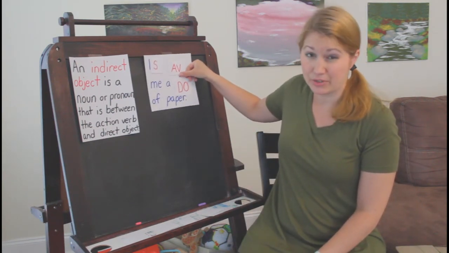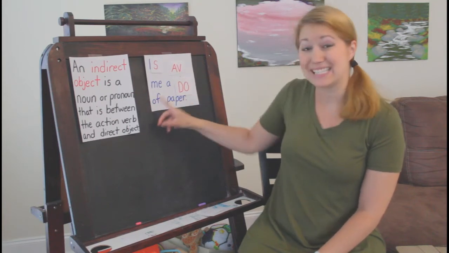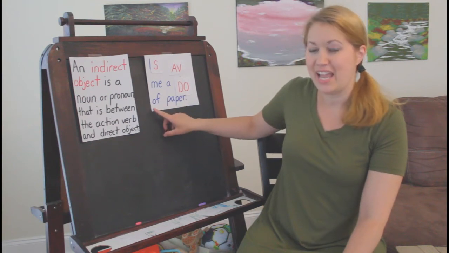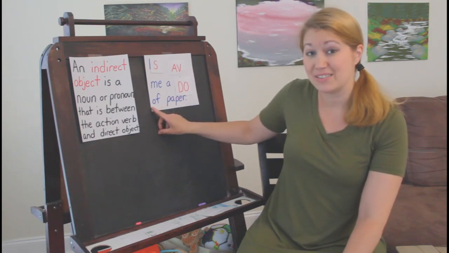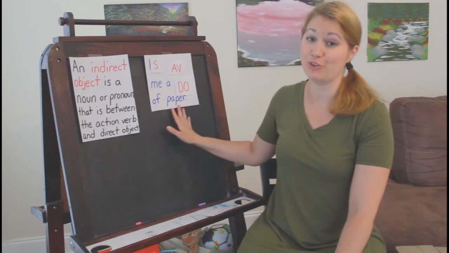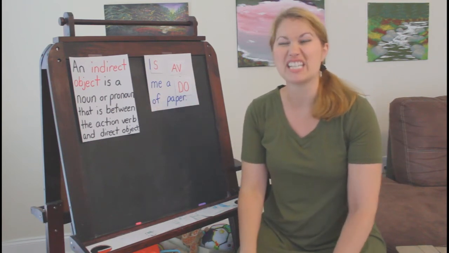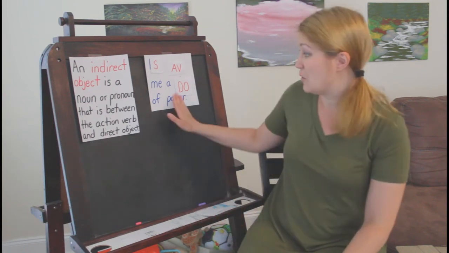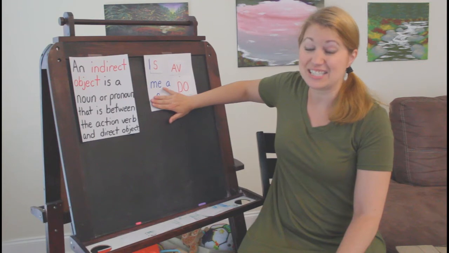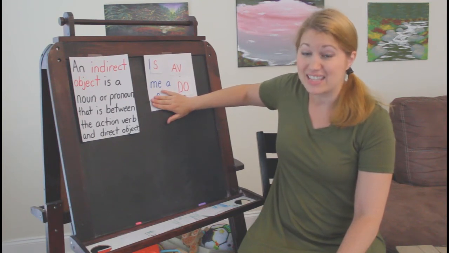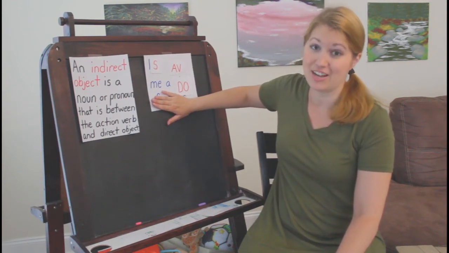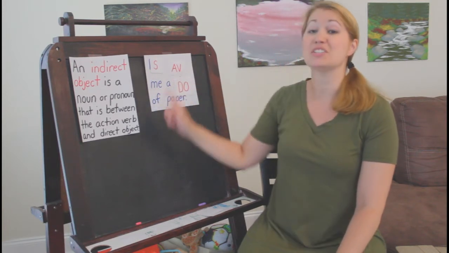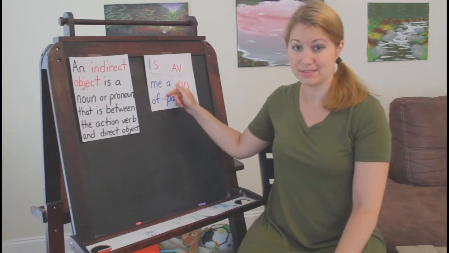Why isn't paper your direct object? I see something else here. Do you see it? There's a preposition. Anytime you have a preposition, that means that this part is a prepositional phrase. Your direct object can never be part of a prepositional phrase. So, of paper is just a describing phrase. That is not going to be your direct object. Of paper. That's a prepositional phrase describing what kind of piece.